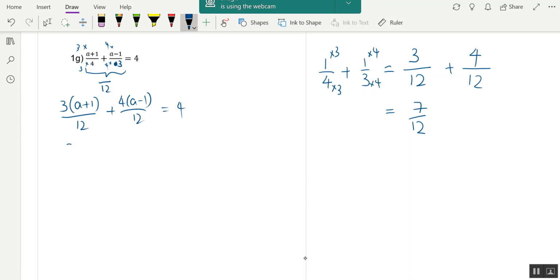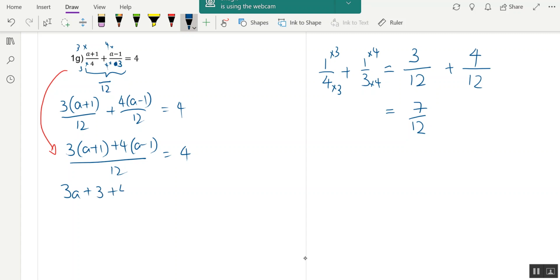At this point of time, we can combine them. Over 12 equals 4. If you have understood the rationale, jumping from here to here is perfectly okay, but remember to have the number in front of the bracket. Now I can open the bracket. My numerator would become 7a minus 1 over 12 equals 4.